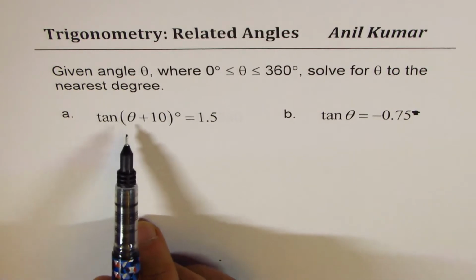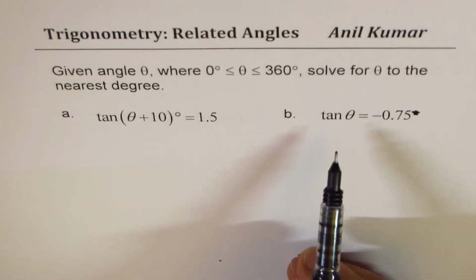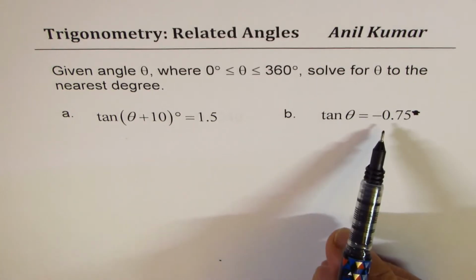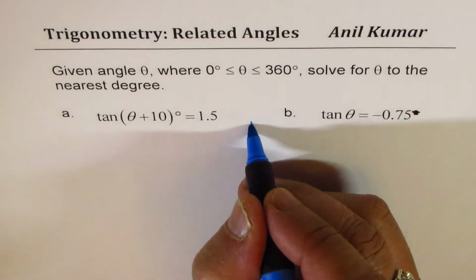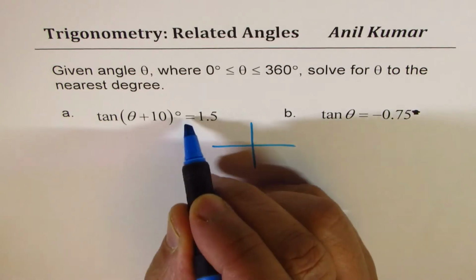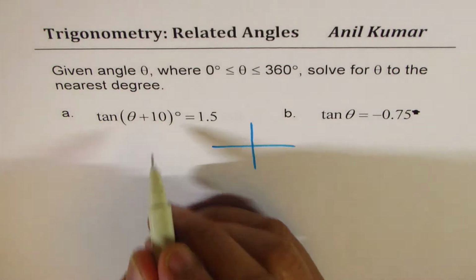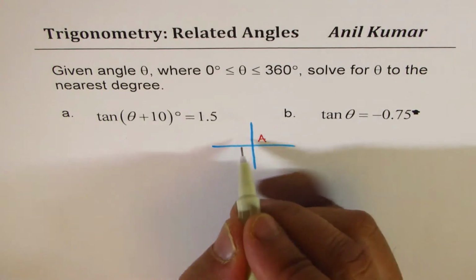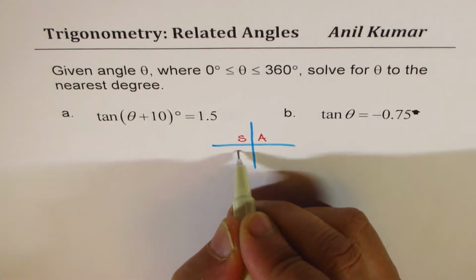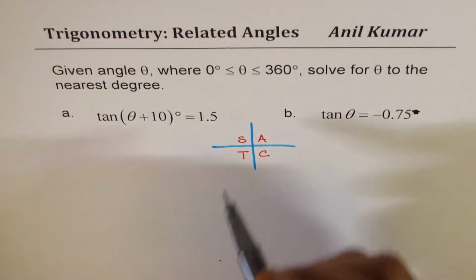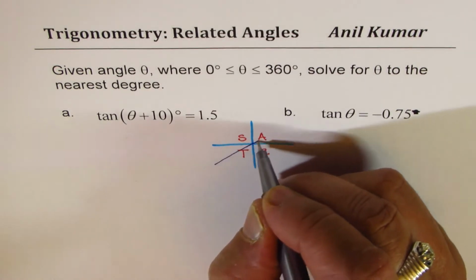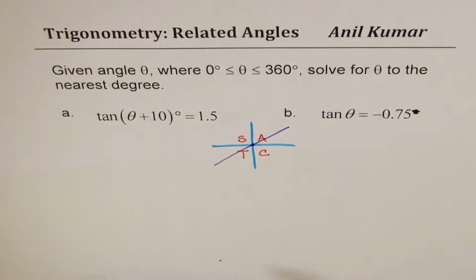The question here is: part A, tan of theta plus 10 degrees is 1.5, and part B, tan theta equals minus 0.5. The steps involved are kind of like this. Always figure out the quadrant in which the solution lies, right? That's the first thing. So here we are looking for a positive value of tan. We know all are positive in quadrant 1, sine is positive in quadrant 2, tan in 3 and cosine in 4. Now since tan is positive in 1 and 4, we are looking for a solution which could be along this principal angle. Is it okay?